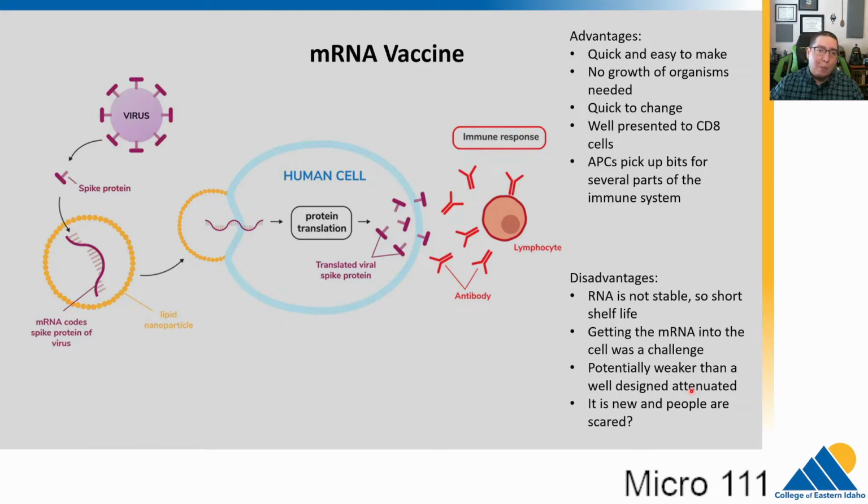I would say that is completely overridden by the time that it takes to make them. Attenuated strains take a long time and a lot of testing. There is the potential for things to go wrong there, right? Because if you don't attenuate it fully, it could cause disease. The mRNA vaccines, so quick to make. We can do more testing because of that.